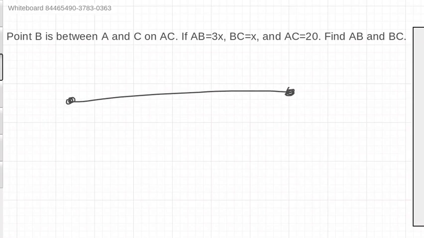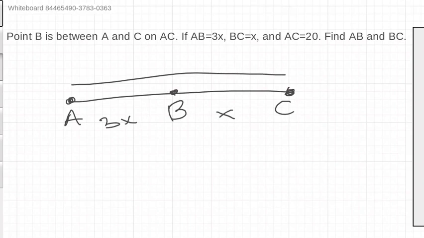So we know that this whole thing is AC, and we know that around the middle is going to be B. We also know that AB is 3x, because that's what's given. And we know that BC is x. They also give us AC, which is 20.